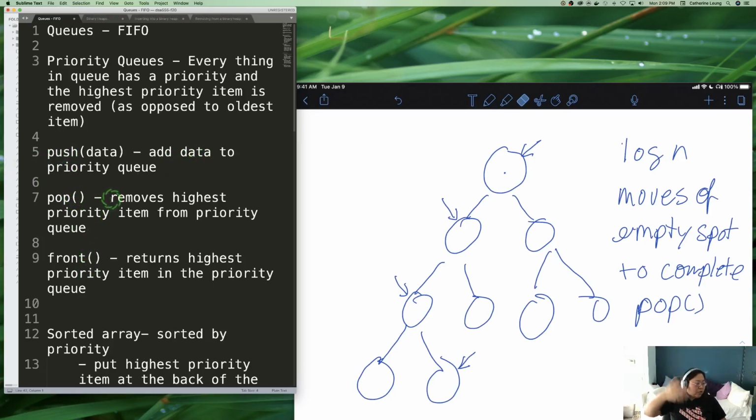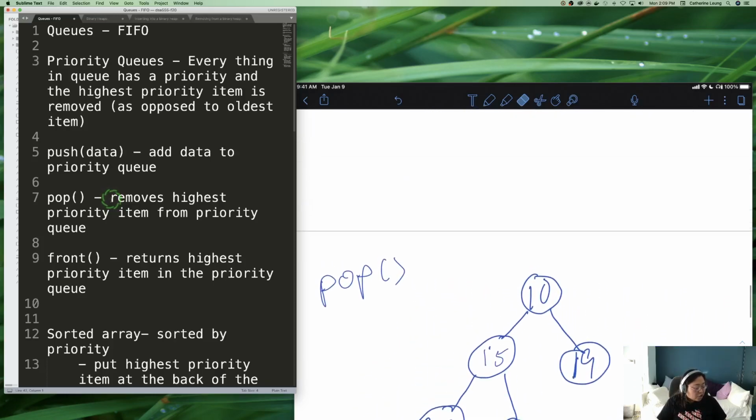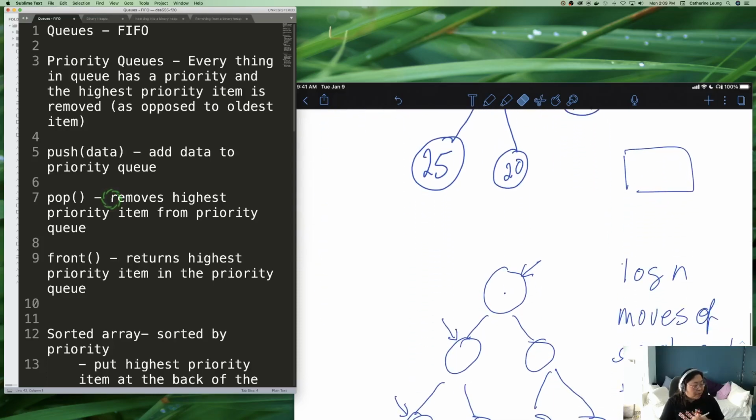And when we were just talking about sorted arrays and linked lists, we couldn't get it to a situation where all of them were better than n. But now we actually can show that we can, because our push, remember, was log n. Our pop is obviously log n because we're moving that empty spot down the tree. And front just returns the highest priority item, which is at the root. So that's easy to access because we always have access to the root. So that's actually going to be O(1).